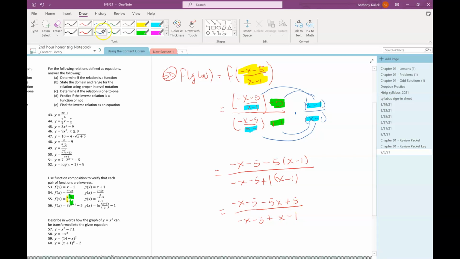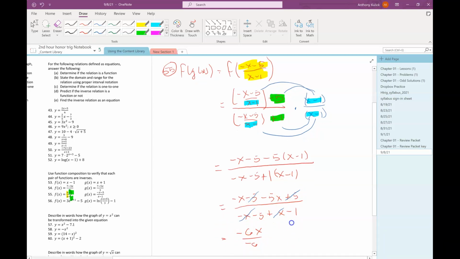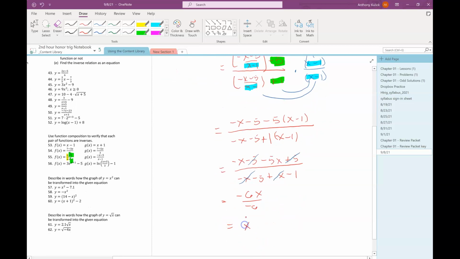And then if we combine our like terms, the plus 5 and the minus 5 cancel. The minus x and the plus x cancel. I have negative 6x over negative 6, which just reduces down to x. And the other direction works similarly, right? Do I have to do both? No, you're good. That's fine. One direction is good, I hope. Yeah. Okay. No problem.